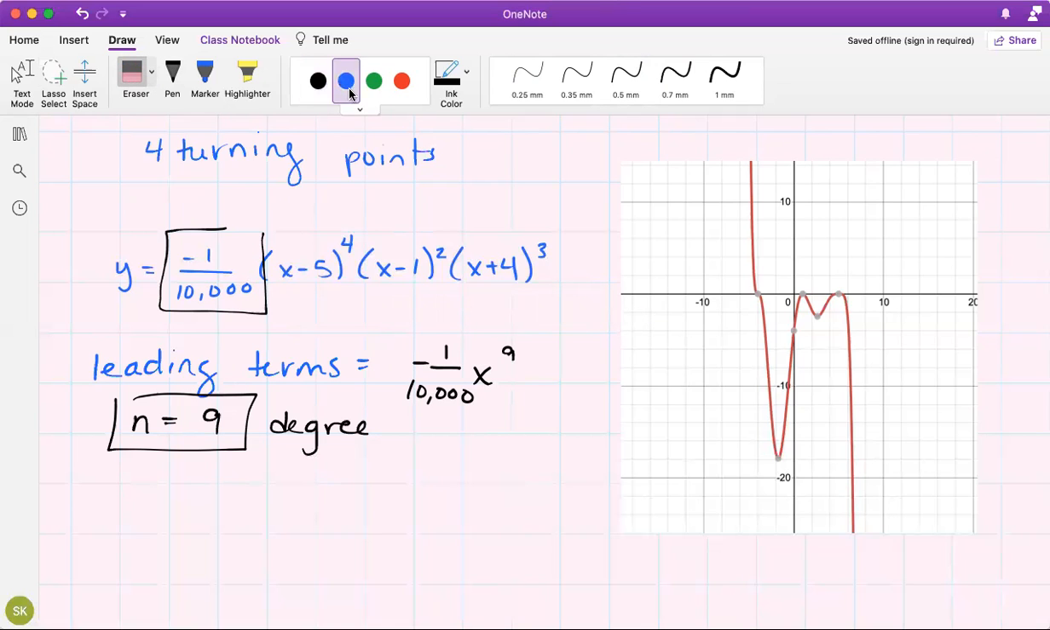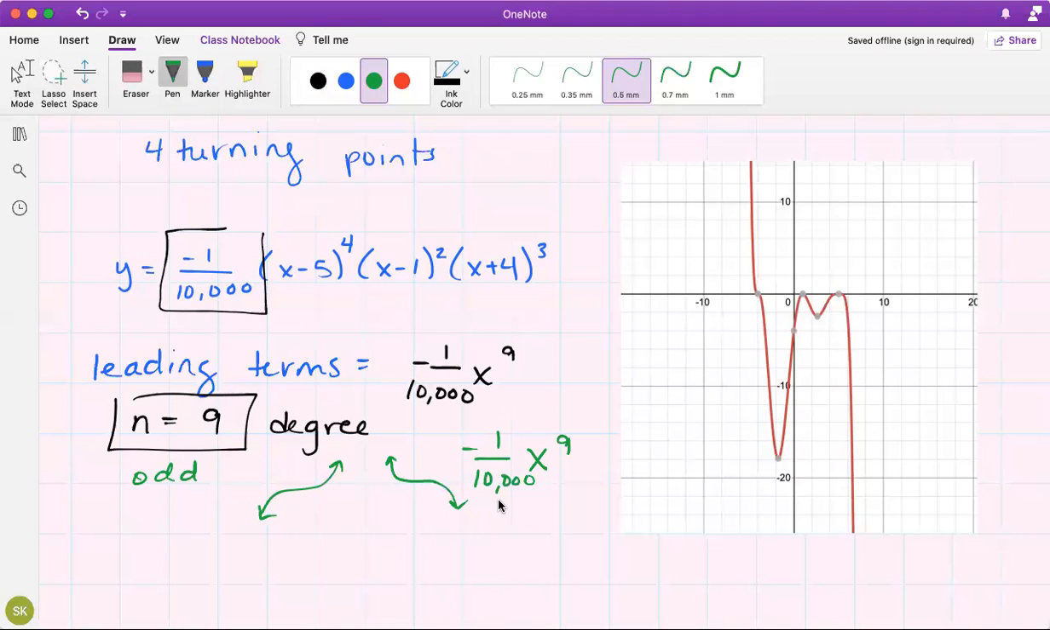Okay, the degree is odd, which tells me my graph is either going to look something like this or something like this. It's going to resemble the power function x to the 9th. But because the coefficient in the front is negative 1 over 10,000, that number is less than 0. It's a negative number, which tells me that the whole function is going to kind of resemble this flipped version of x cubed.